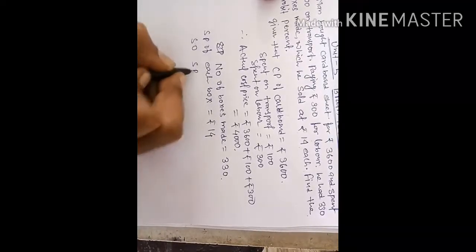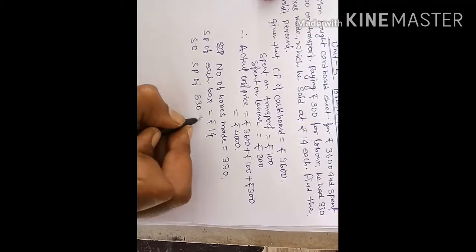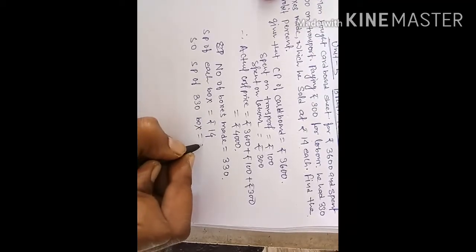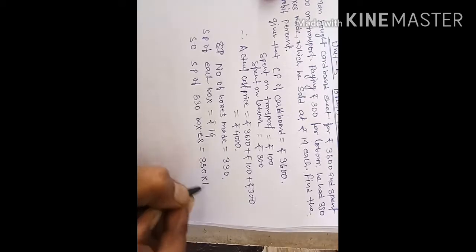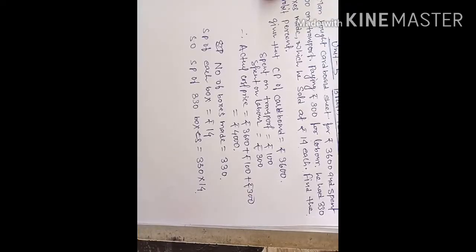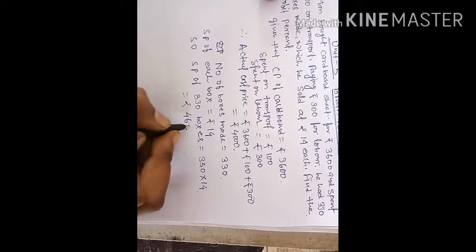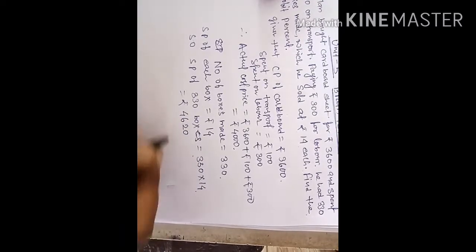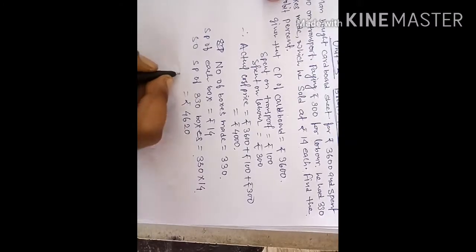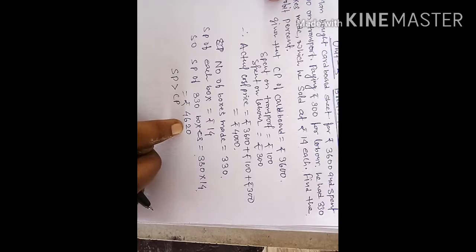So the selling price of 330 boxes is equal to rupees 330 into 14. Multiply them. After multiplying we get rupees 4620. Here the selling price is greater than the cost price. Total selling price is rupees 4620.